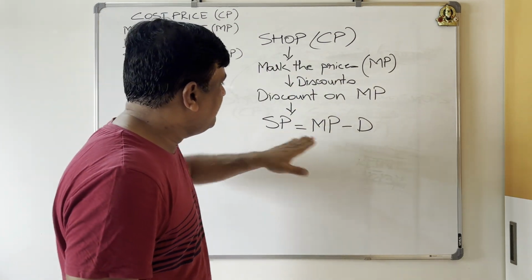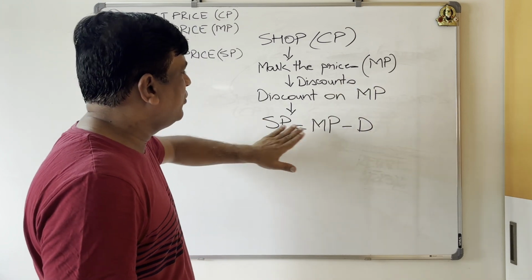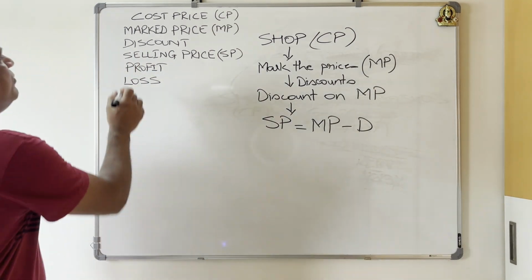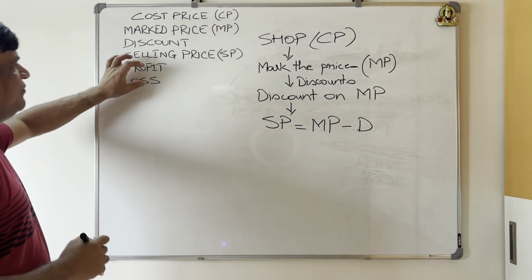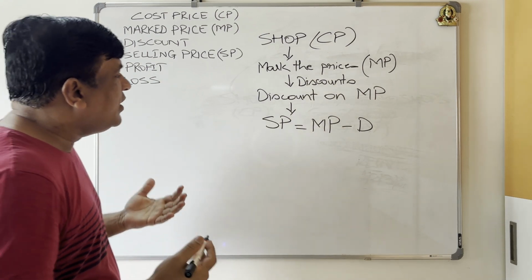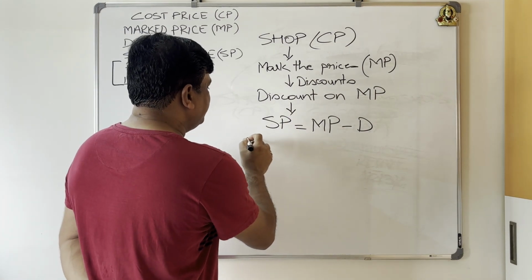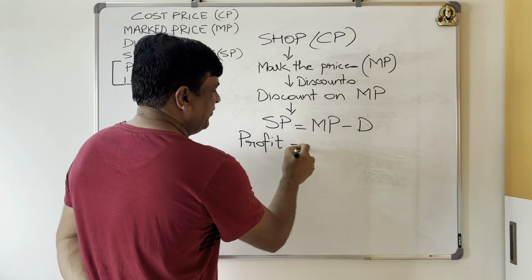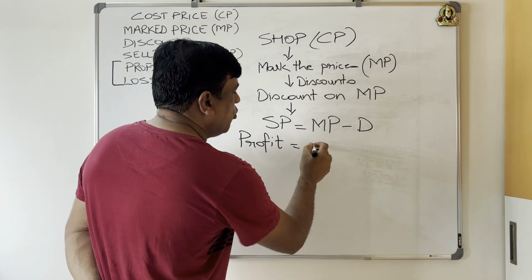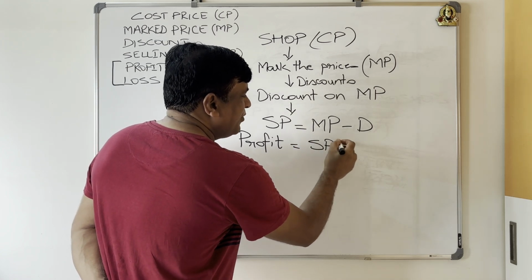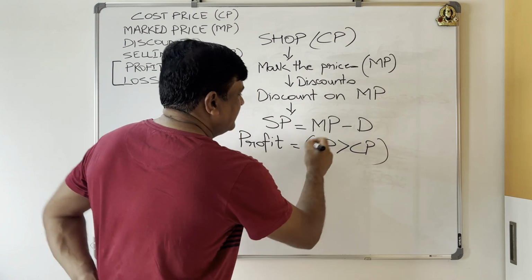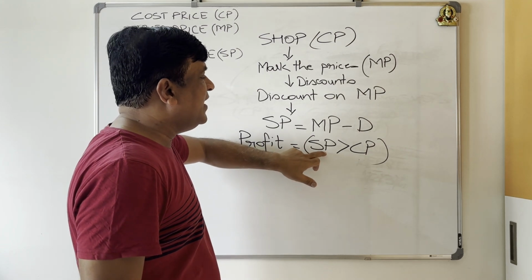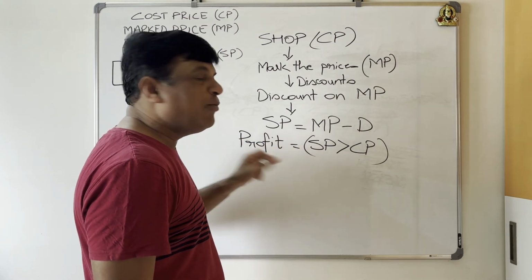Okay, once we have all these things, once the discount is sorted out, once the selling price is identified, now what happens? Now we need to look at these two items. When does a shopkeeper make a profit? The shopkeeper will make profit only if his selling price is greater than cost price. Whatever price he has bought it initially from the factory, he needs to sell it for more than that price. Then only a profit will happen.